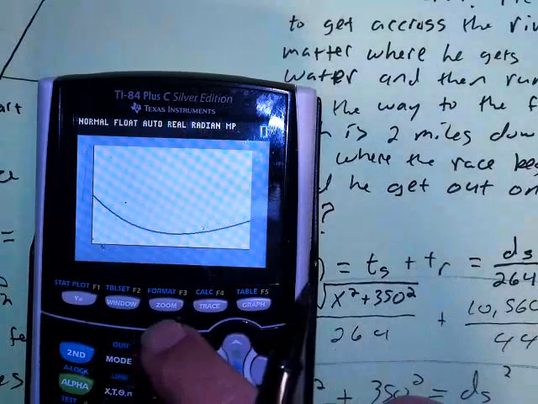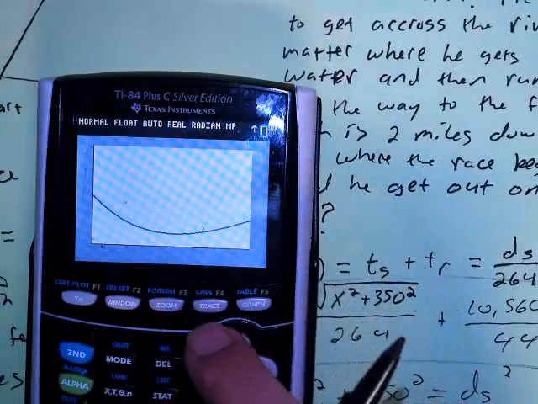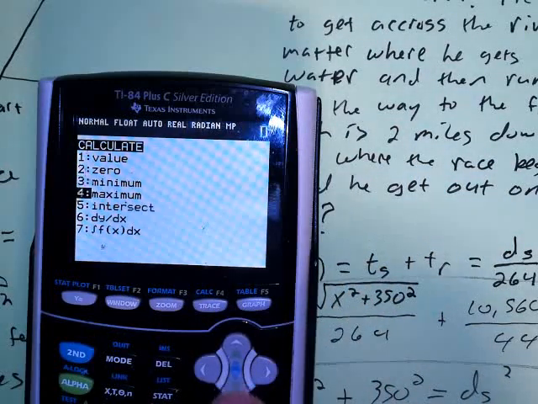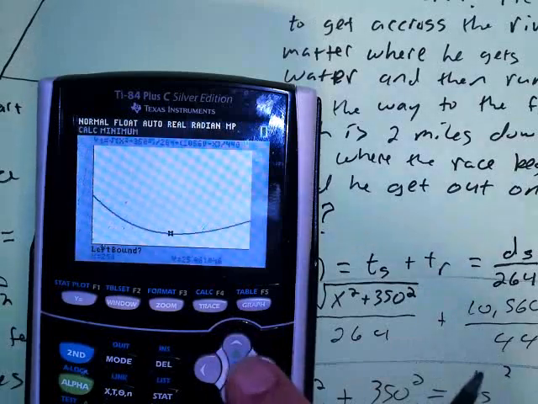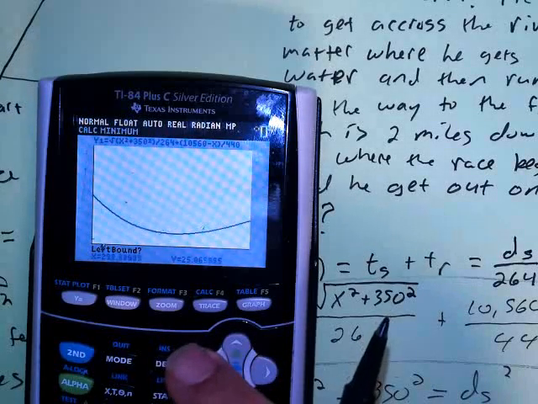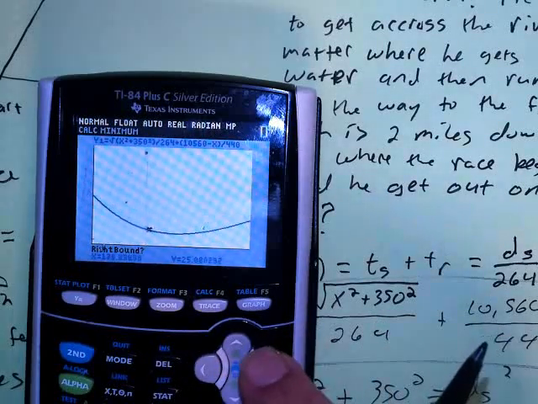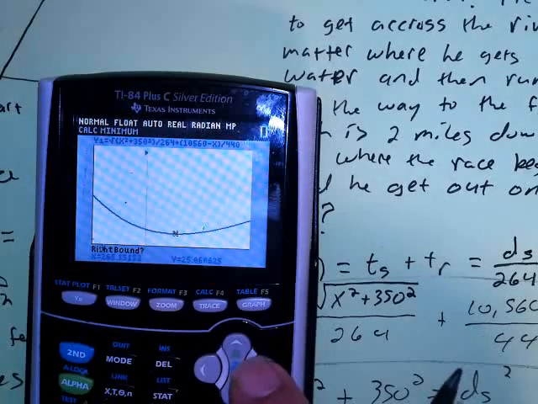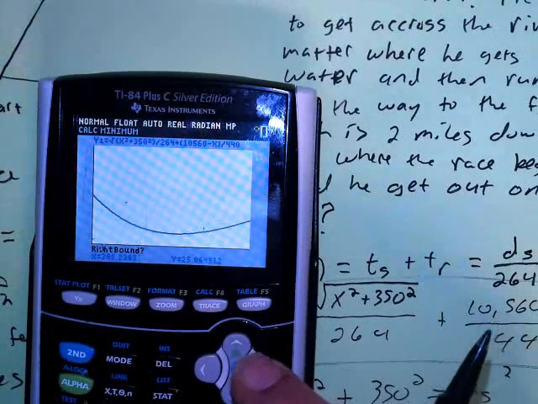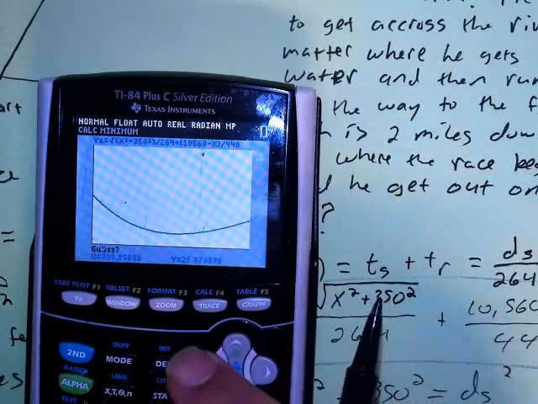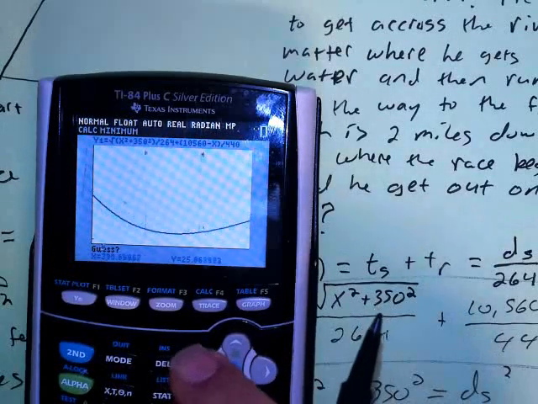So now what I'm going to do is I'm going to go to Second, Trace, which is my Calc menu, and I'm going to go to minimum. I want to find a minimum value. Okay, and here it's not quite as clear where it is, so I'm going to make sure I'm on the other side and hit enter, and then make sure I go all the way to the other side. Make sure I'm on the upside, right? And there we go. And then I'll just go kind of to where that minimum value might be.